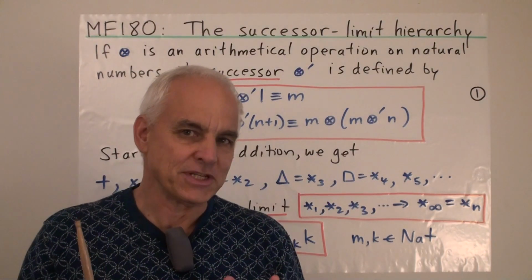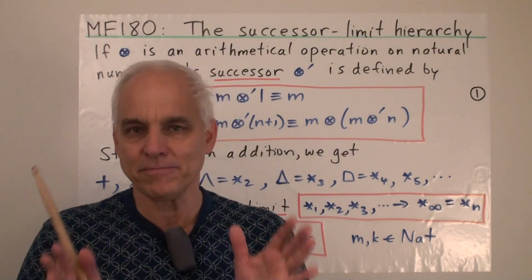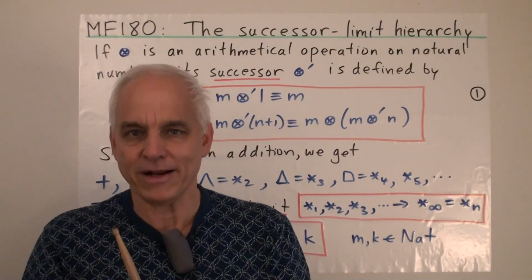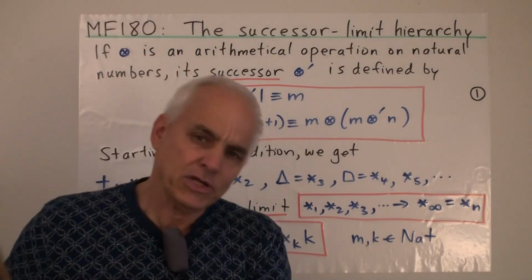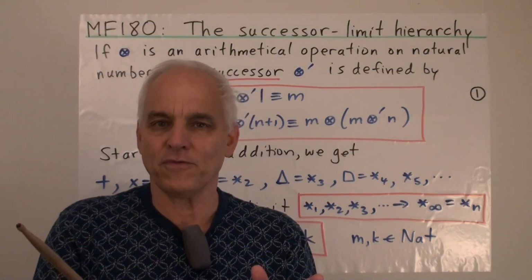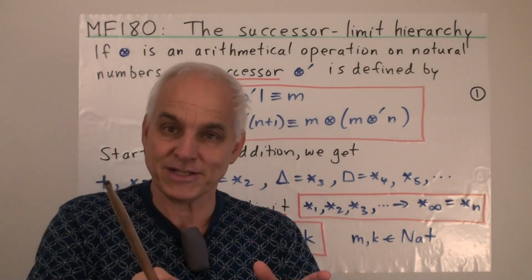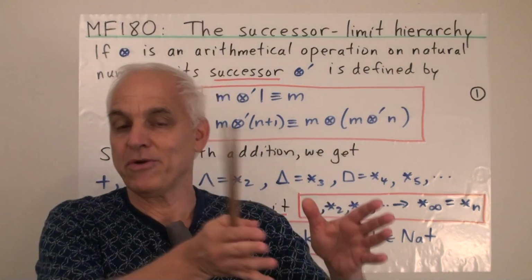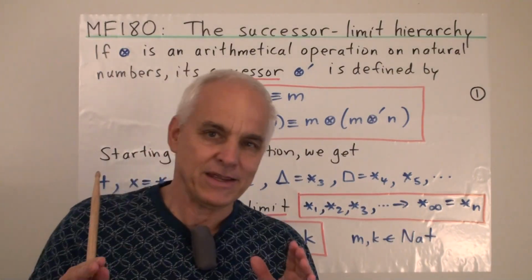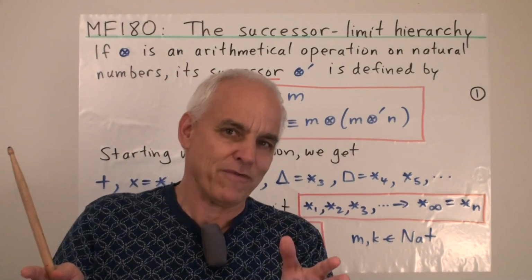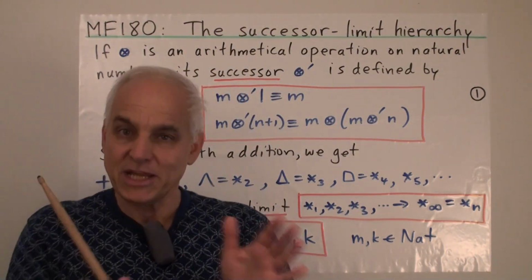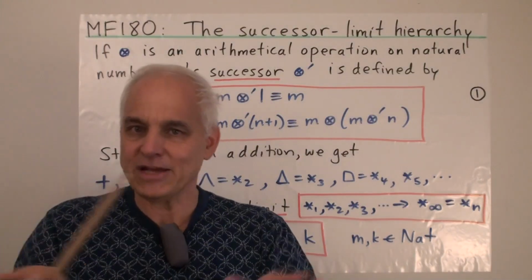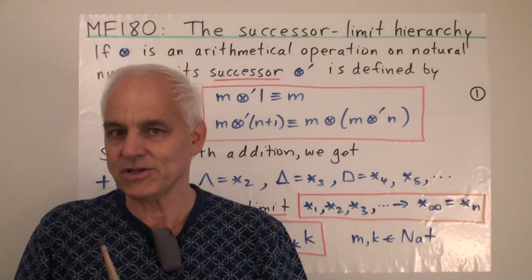Today we're going to introduce a fascinating structure in mathematics, which I like to call the successor-limit hierarchy. We're introducing this in the context of these operations that we've been talking about in order to get bigger and bigger numbers. But in fact, the structure of this successor-limit hierarchy transcends this particular application and has connections with other branches of mathematics.